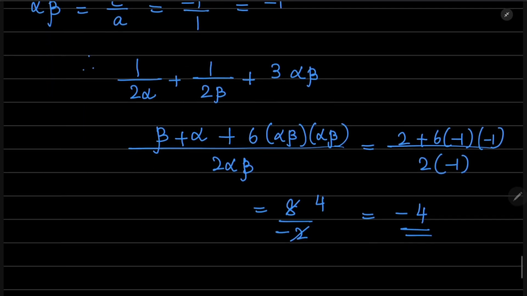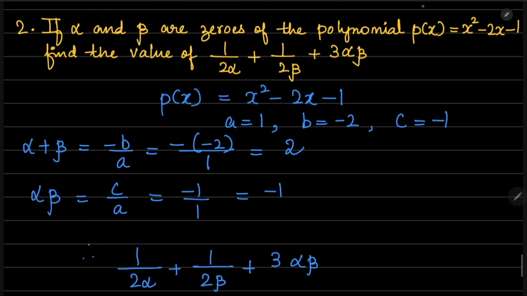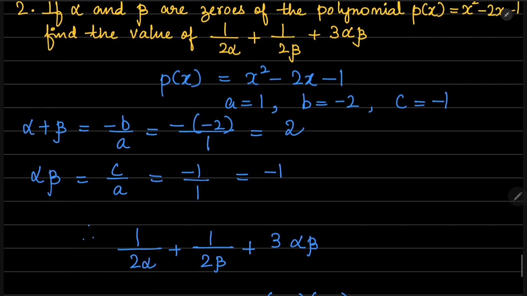Okay, so what is the value? This is your answer. The value of this entire expression, 1 by 2 alpha plus 1 by 2 beta plus 3 alpha beta, is nothing but minus 4. Okay, very, very easy problem. From the given polynomial, just find the sum of the zeros and product of the zeros. So using that, you will be able to evaluate.